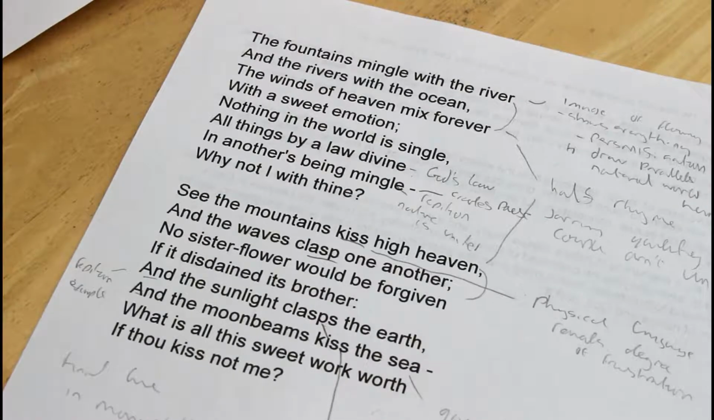As I said before, this works best if you have a copy of this poem and a pencil and you annotate it as we go through it.